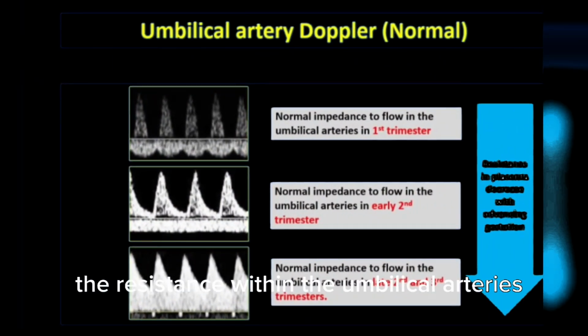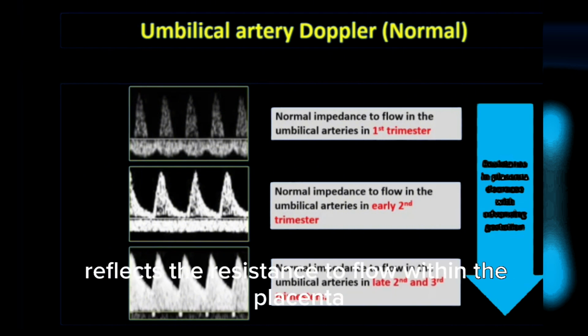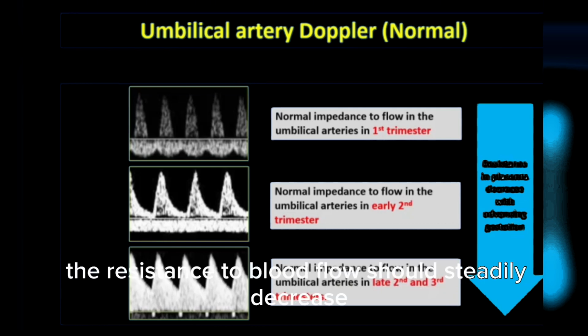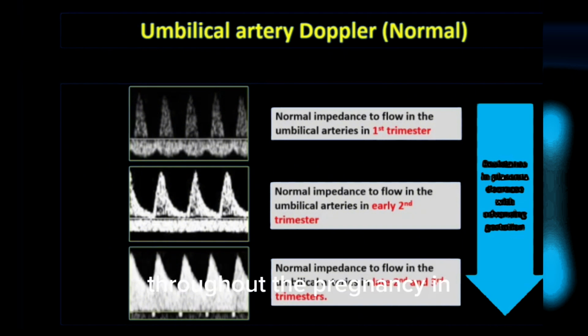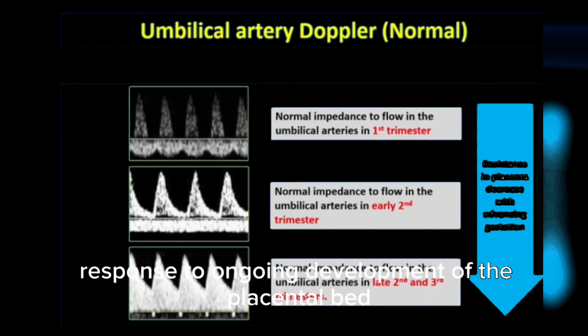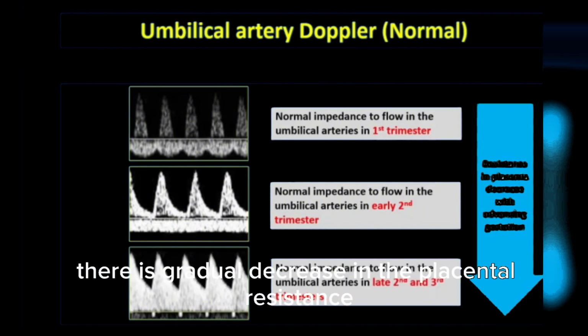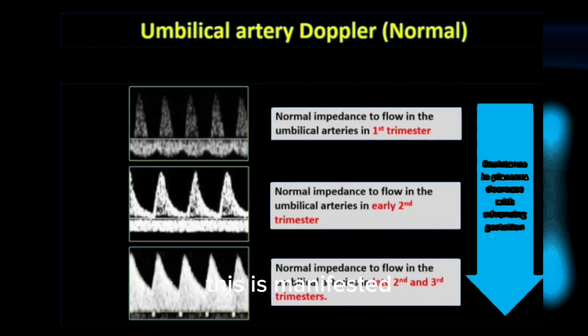The resistance within the umbilical arteries, which is recorded as the pulsatility index, reflects the resistance to flow within the placenta. In a normally functioning placenta, the resistance to blood flow should steadily decrease throughout the pregnancy in response to ongoing development of the placental bed. The resistance to flow within the vessels in the placenta is normally low enough that even in diastole there is forward blood flow. As you can see in these images, there is a gradual decrease in the placental resistance with advancing gestation. This is manifested by a gradual increase in the diastolic flow.